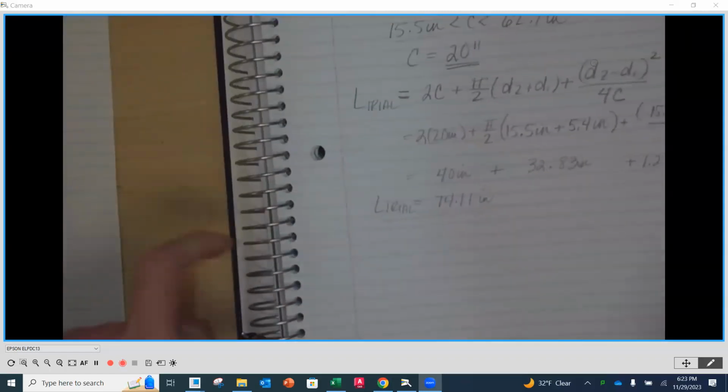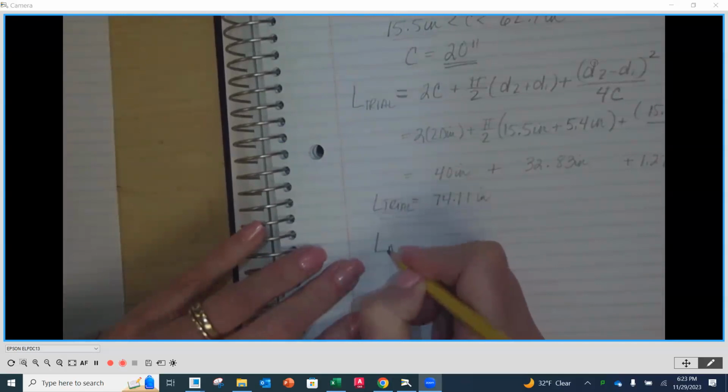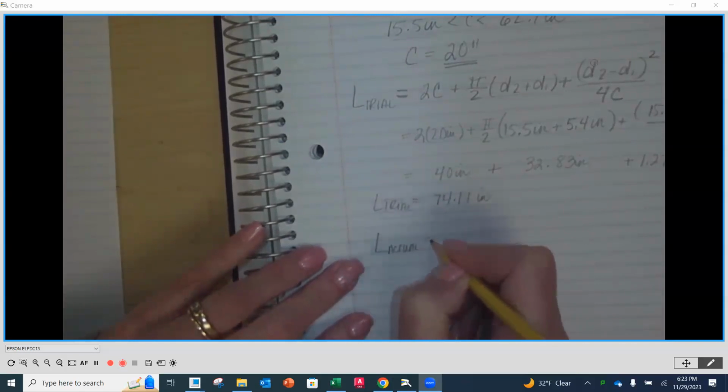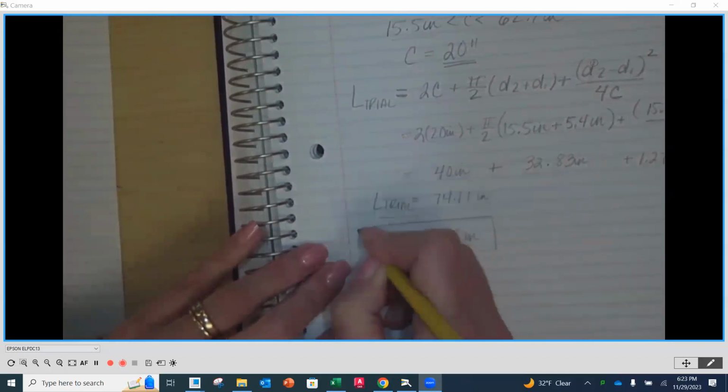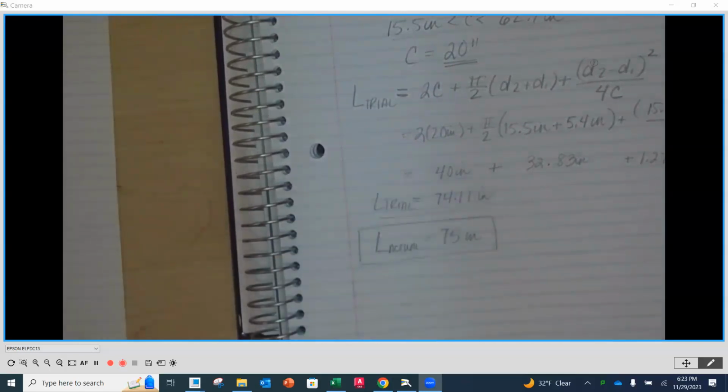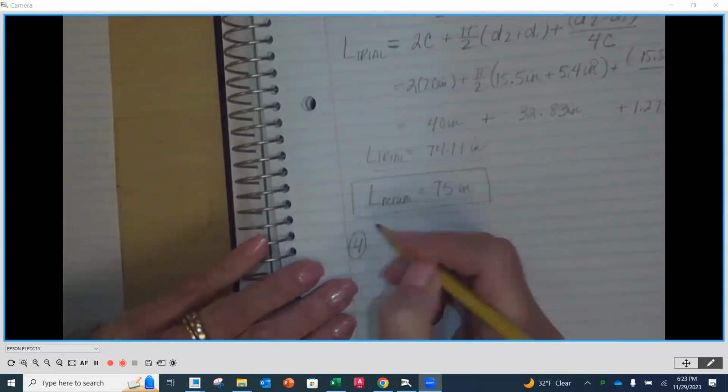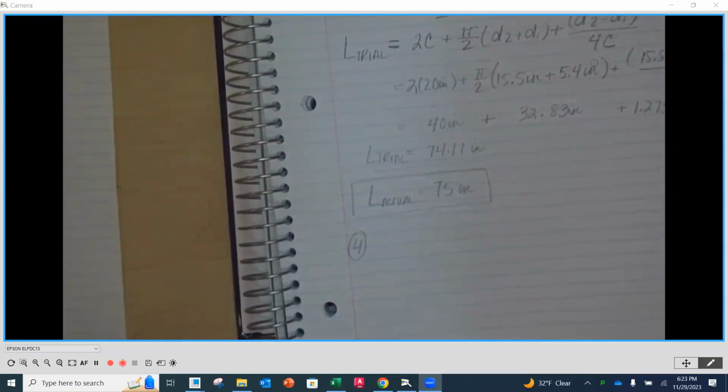So if we pick the 75, it's going to change our actual center distance a little bit, and that's what we now want to calculate. So we're going with a belt length of 75. We're going to say our L actual is equal to 75 inches. So that's one of our answers, because it wants to know the length of the belt we're going to choose. Then the last part of our problem is calculating the actual center distance.